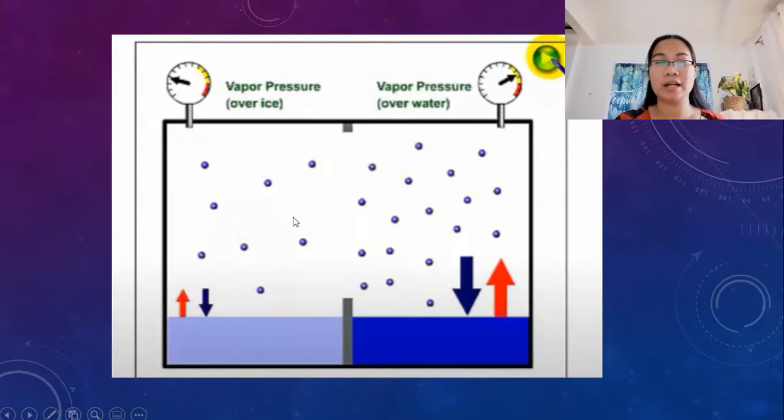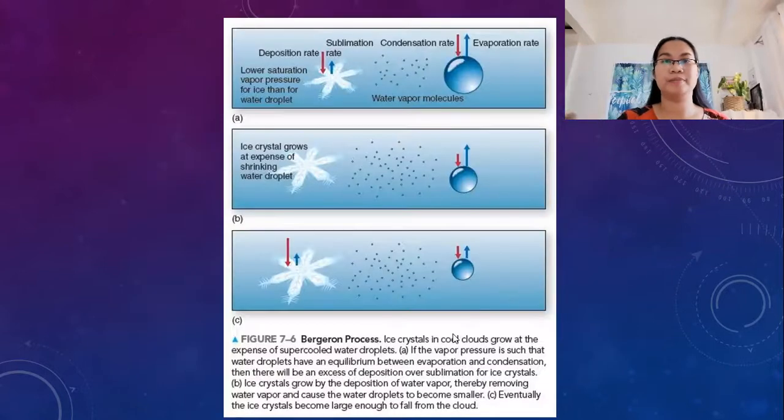So what happens here, there will be a growth or higher deposition of water to solid ice crystals. So ice crystals will grow, then water droplet will decrease. So that is the Bergeron process. So let's take a look at this illustration again.